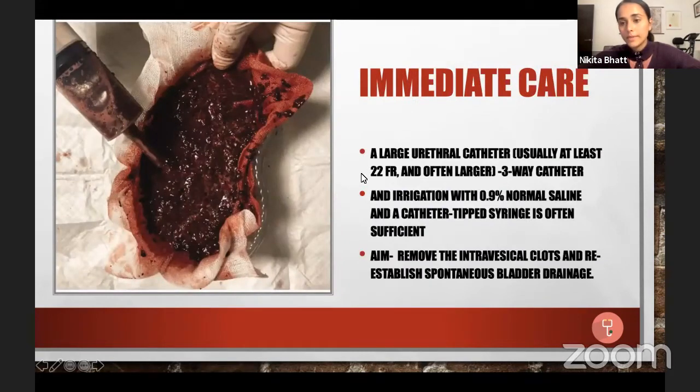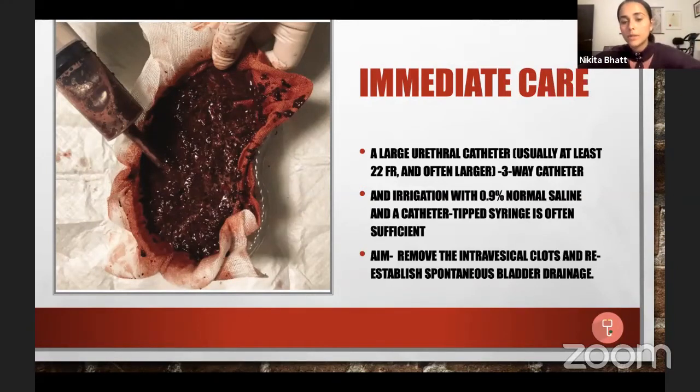So immediate management, once the patient has been stabilized appropriately, is to insert a large urethral catheter. Very commonly, we would end up using a 22 French catheter. I haven't seen anything larger than that being used, and it's a three-way. You start irrigating with normal saline. The first thing you want to try and do is aim to remove all the clots in the bladder and establish spontaneous drainage. The way to do this is with what is called a catheter tip syringe, which looks like this. It's usually 60 mils and has a tip that's quite different that goes into the catheter, and you're able to literally suck all the clots out.